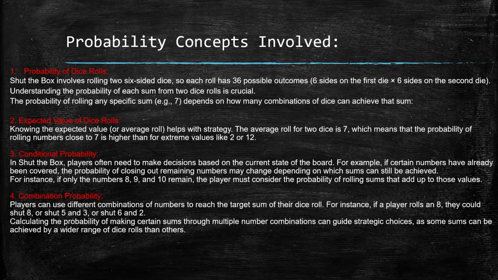Fourth one, combination probability. Players can use different combinations of numbers to reach the target sum of their dice roll. For instance, if a player rolls an 8, they could shut 8, or shut 5 and 3, or shut 6 and 2. Calculating the probability of making a certain sum through multiple number combinations can guide strategic choices.